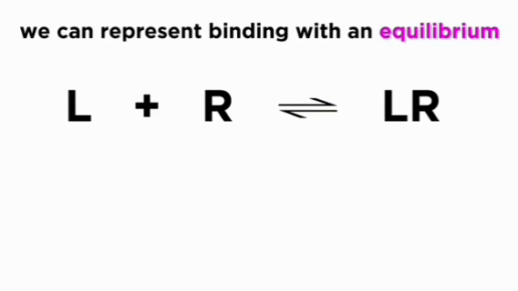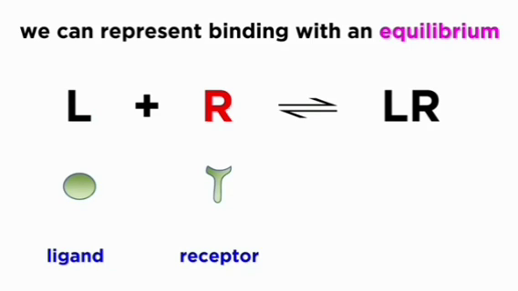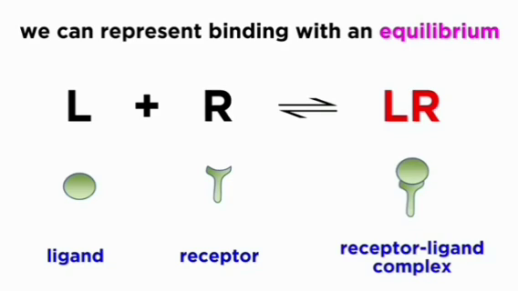Whichever the case may be, we can represent binding with this very simple equilibrium, which depicts some ligand L, referring to the drug, and R, referring to the receptor, in equilibrium with LR, which is the receptor-ligand complex, with the ligand bound to the active site.